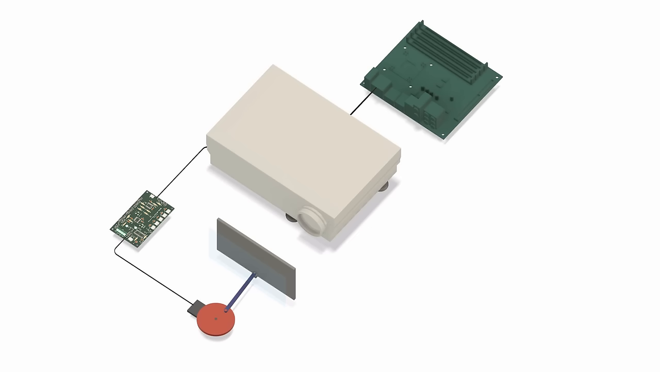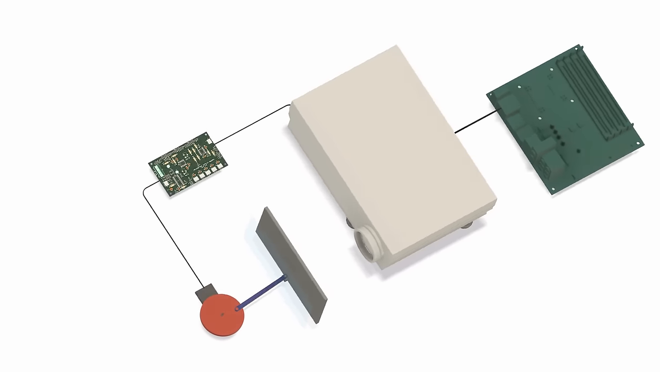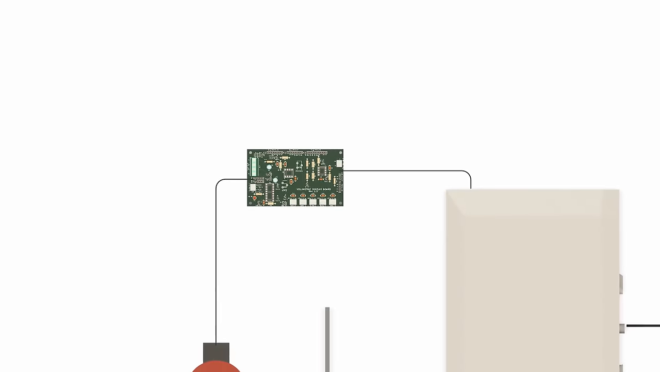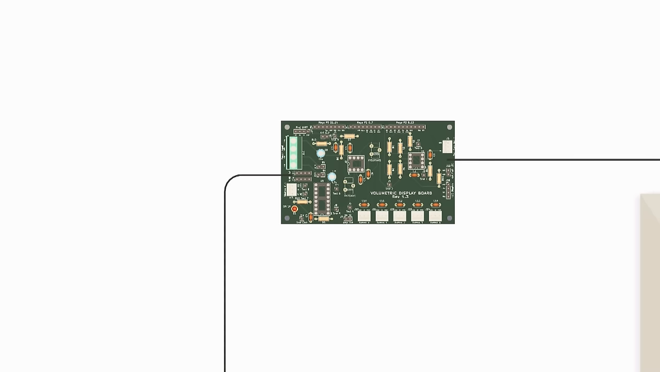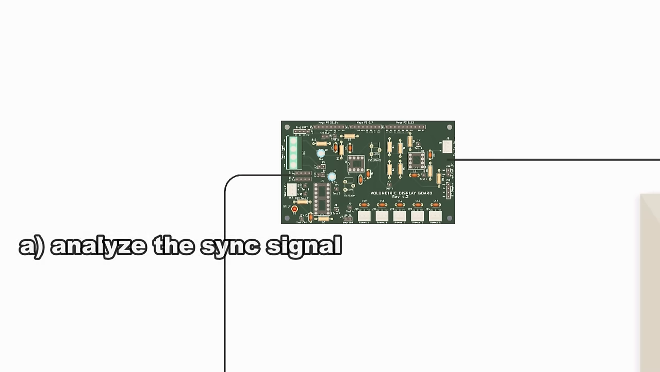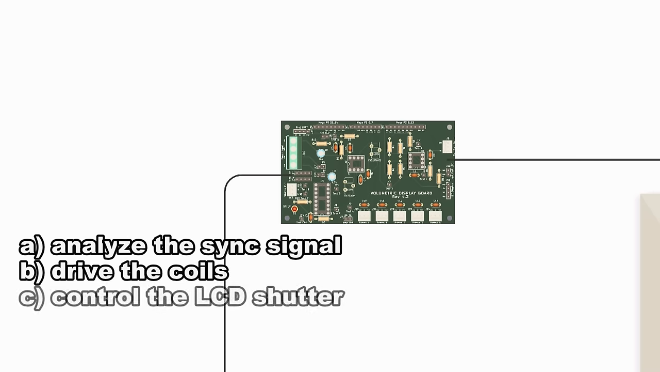Now we have a projector and a moving surface, so next we need to get the coils to move exactly in sync with the projector. Here is what the circuit needs to do. Analyze the sync signal from the projector, drive the coils, and control the LCD shutter.